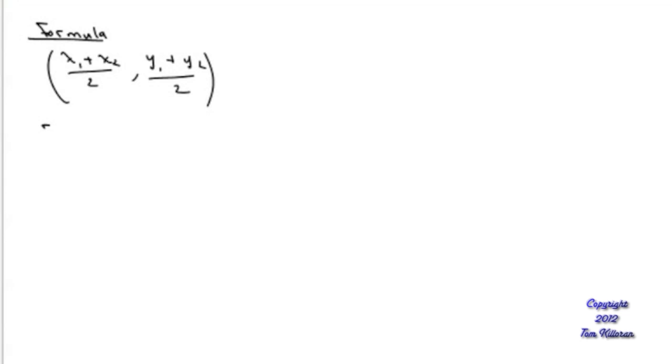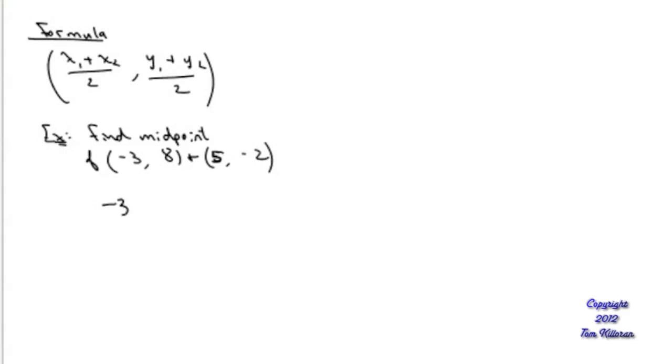So, for example, find the midpoint of -3, 8, and 5, -2. How would you find their midpoint? Find their averages. So you go -3 plus 5 divided by 2, and 8 plus -2 over 2, with a comma in between them.